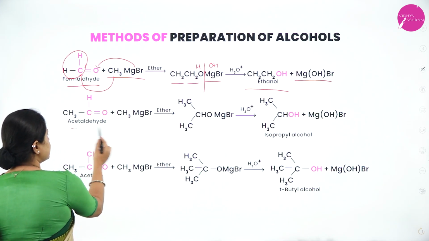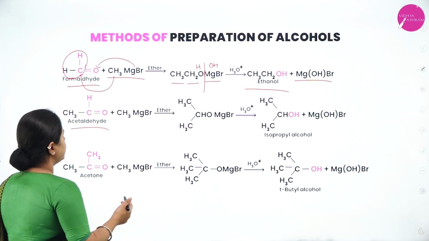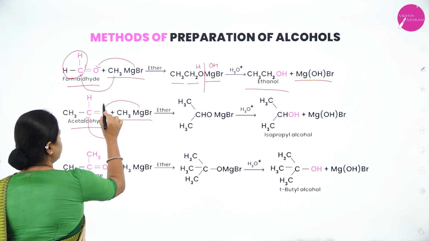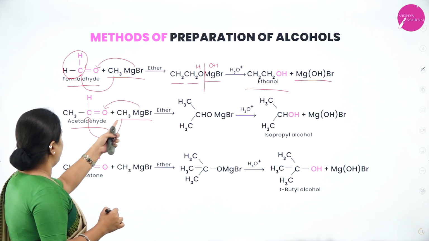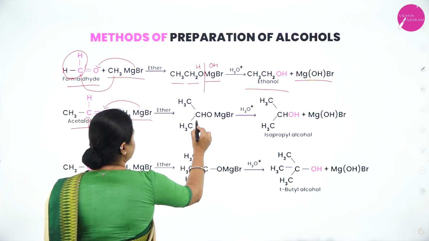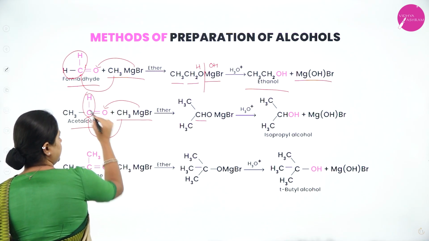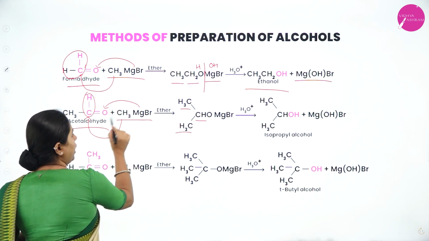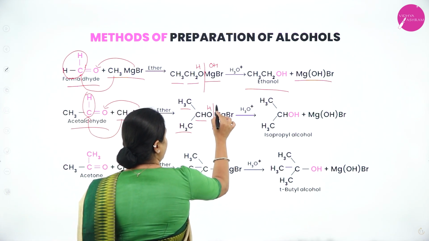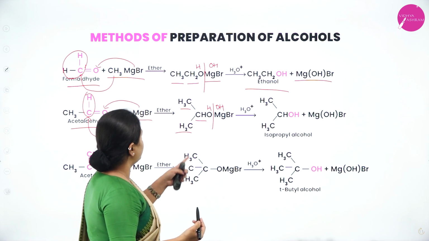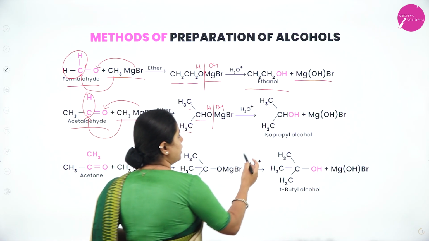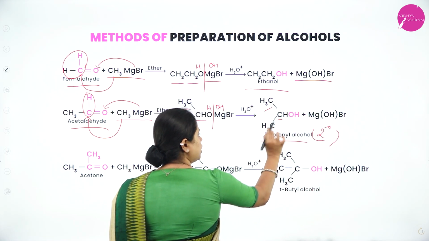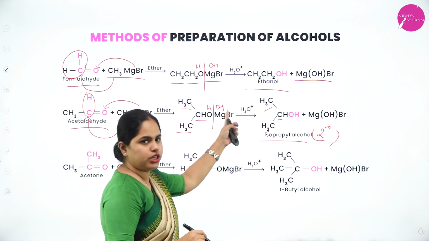Clear? Now the next one is acetaldehyde, which is a higher aldehyde. In this case also we are taking methyl magnesium bromide. The CH3 will be attached here, and OMgBr will be attached together. One more CH3 is attached here, so you have the CH here, then one CH3 shown here and another CH3 attached shown here, then you have OMgBr. Now hydrolysis will take place, and H and OH will be added. So you are going to get CH3CHOHCH3, which is a secondary alcohol. This carbon is attached to two further carbon atoms, so it is secondary, and you have MgOHBr.